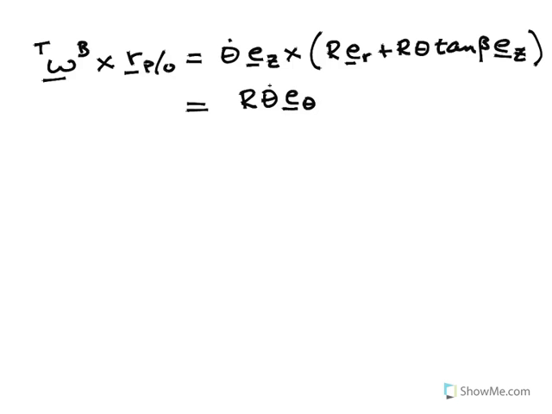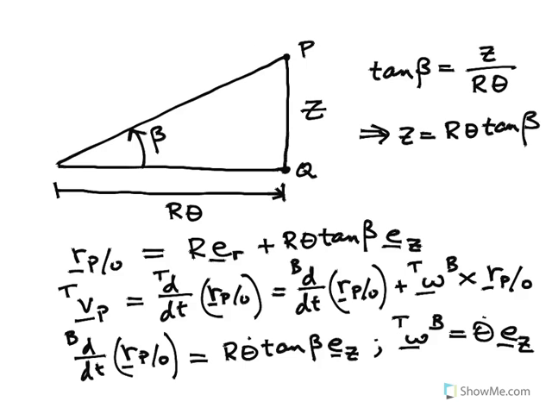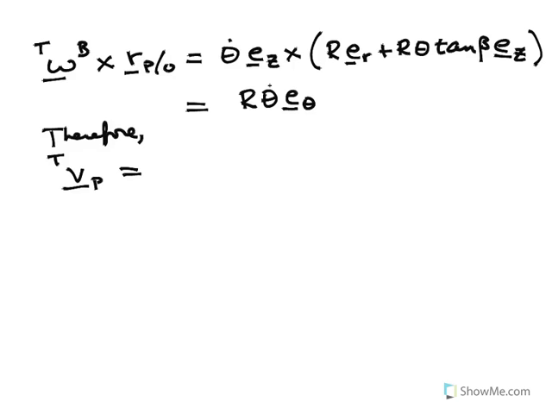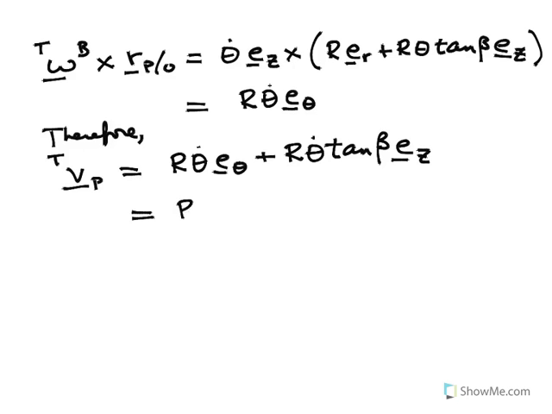EZ crossed with ER is E theta. So therefore, the velocity of point P as viewed by an observer fixed to the track, if I get all the constituent pieces, I've got R theta dot times tangent of beta EZ, and I've got R theta dot E theta. So I've got R theta dot E theta plus R theta dot times the tangent of beta times EZ, which is equal to R theta dot times E sub theta plus the tangent of beta times EZ.